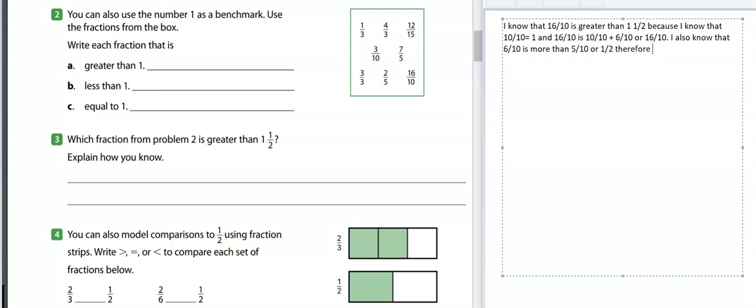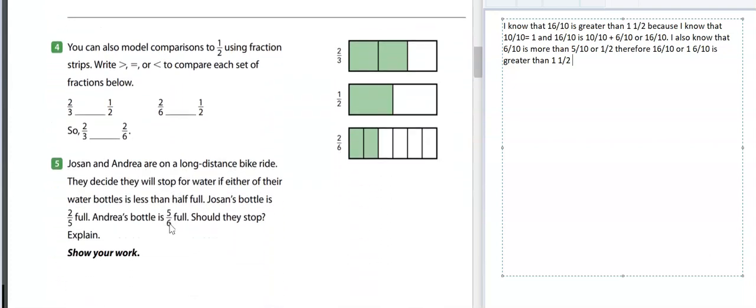Therefore, 16 over 10, or 1 6/10, is greater than 1 1/2. Make sure you write this down, boys and girls. Now let's move to the next question.